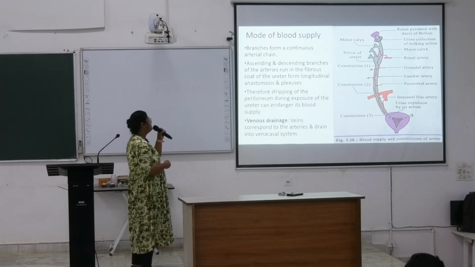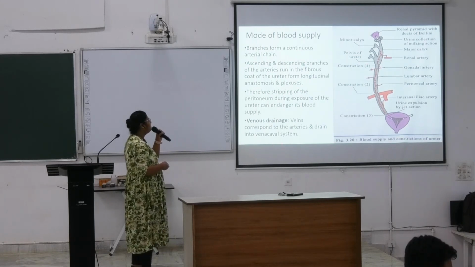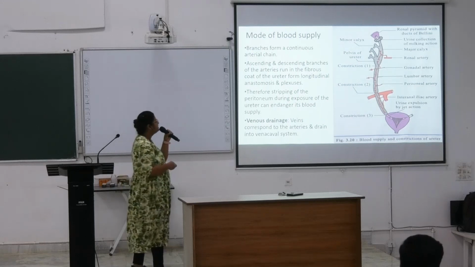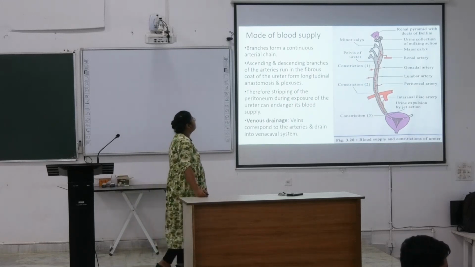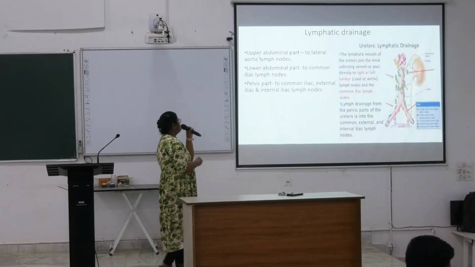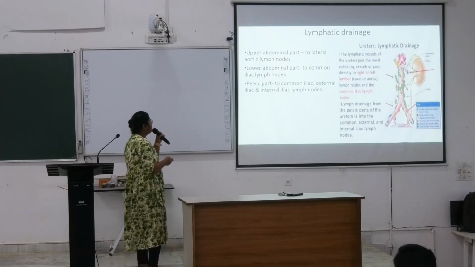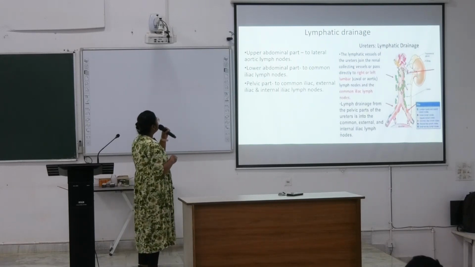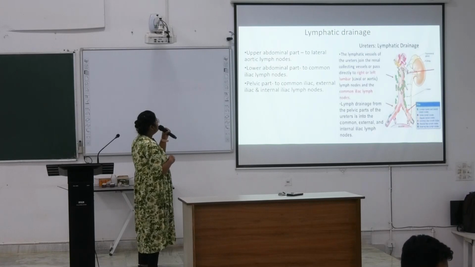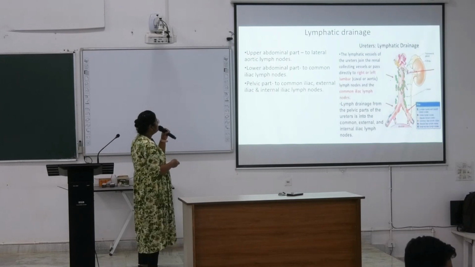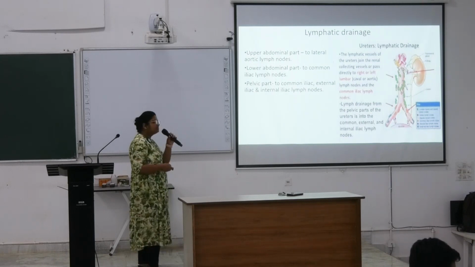Venous drainage: veins correspond to the arteries and drain into the vena cava system. Okay, this is venous drainage. Next is lymphatic drainage. These are the pre- and para-aortic lymph nodes. The upper abdominal part drains to the lateral aortic group of lymph nodes. The lower abdominal part drains to the common iliac group of lymph nodes. Here is the common iliac, and the pelvic part drains to the common iliac, external and internal iliac lymph nodes.